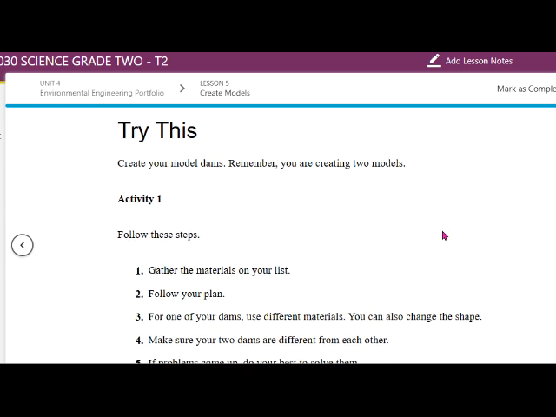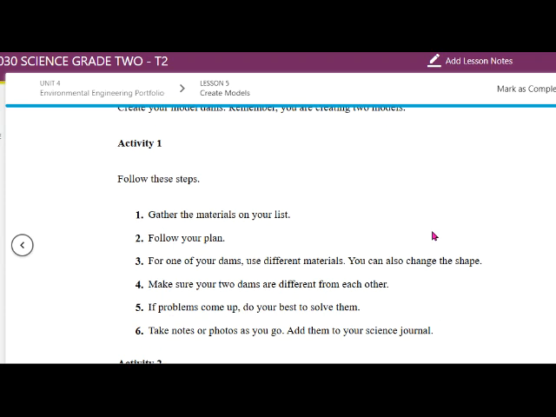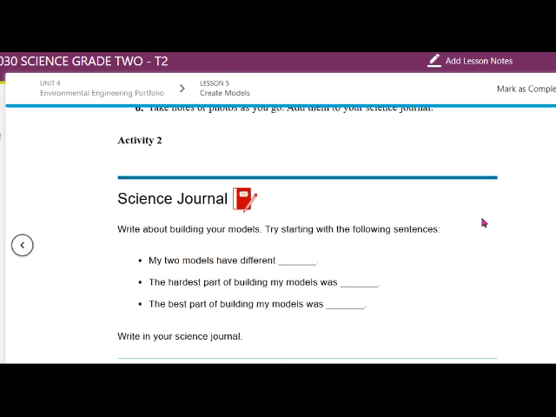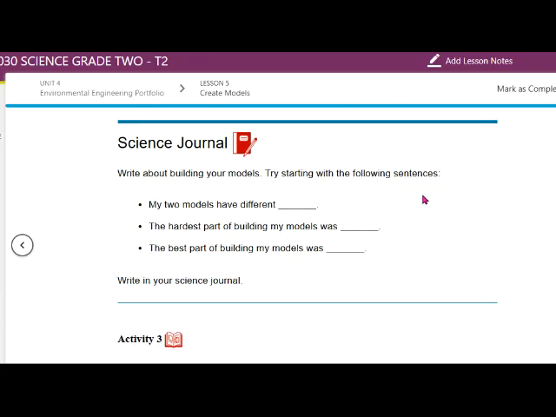All right, so create your model dams. Remember, you're creating two models. Follow these steps. These are the same steps, so I'm not going to read them again. Down here are some sentence starters that you can add to the model section of your notebook.